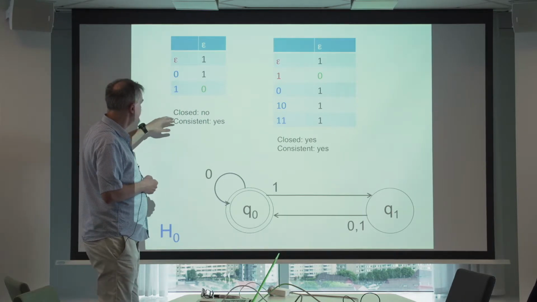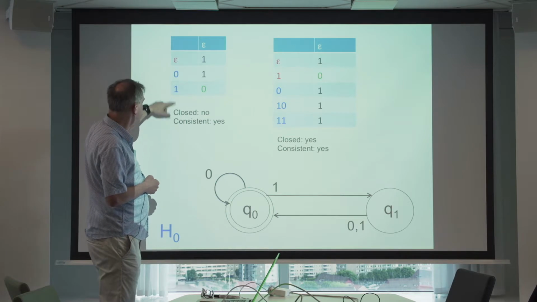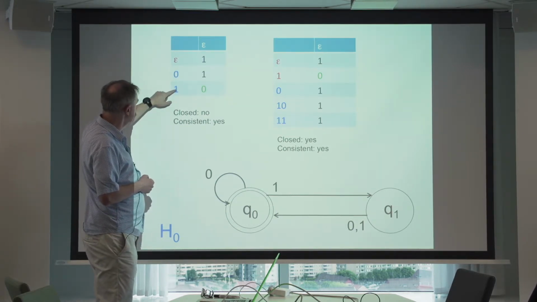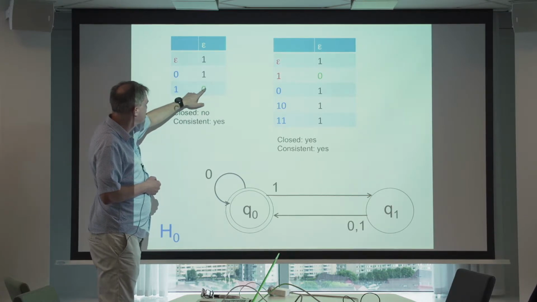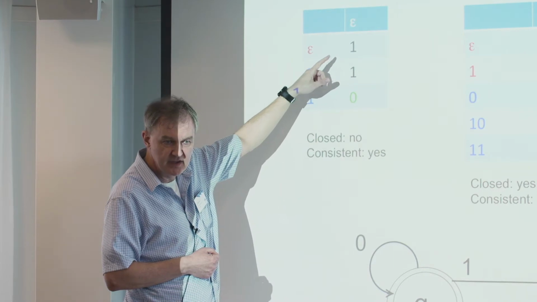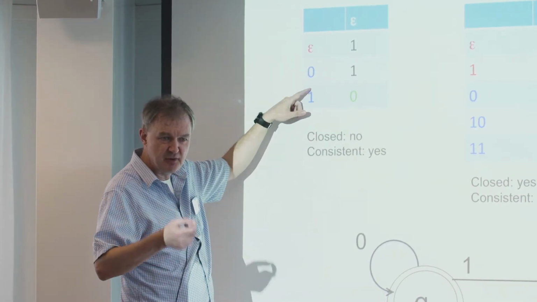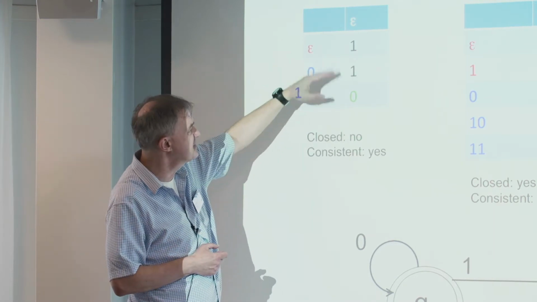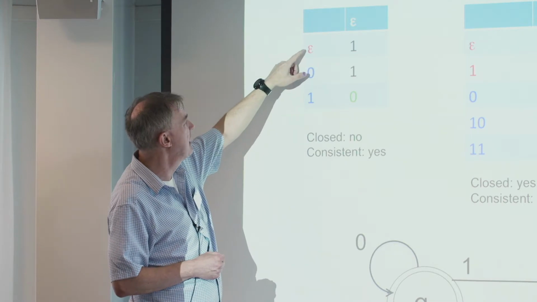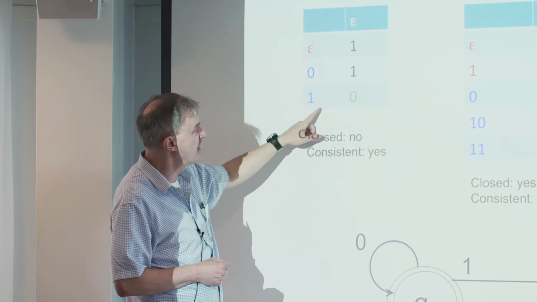Now, in terms of consistency, there's no ambiguity, but this is not closed because if I start from epsilon and I feed in a symbol 1, I get to a row with a 0, and there's no red row 0, okay? So we're not algebraically closed at that point. The delta operation, if I tried to define it on this table, would not close up. I couldn't define delta epsilon 1, okay?